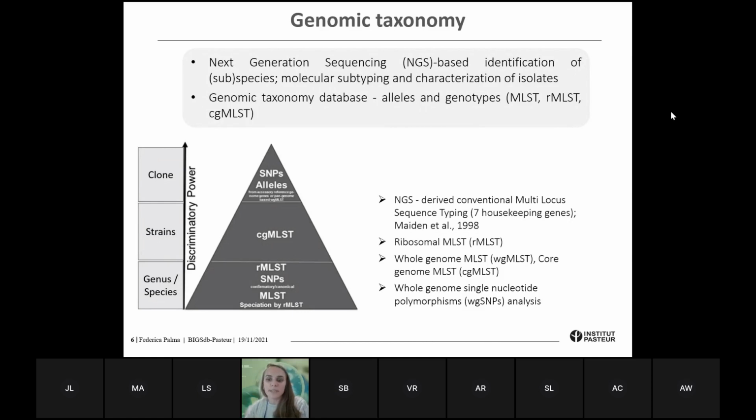But multi-locus sequence typing, which was developed in 1998, even if it provides high reproducibility and characterization of isolates, anyway lacked discrimination. So the advances in whole genome sequencing and the development of tools for genotyping have in fact provided us a very high level of discrimination.